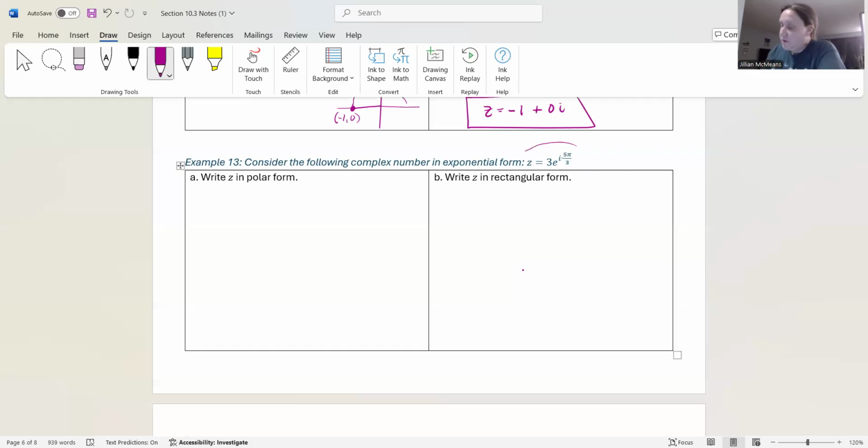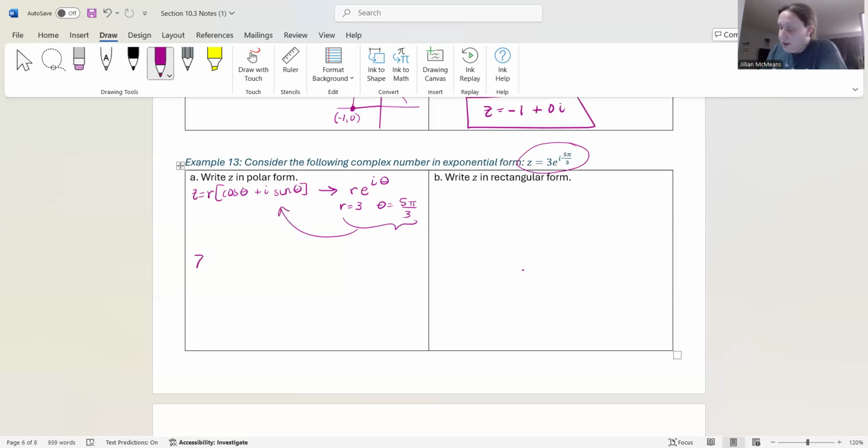So in this right here, remember, if we have z equals r times cosine theta plus i sine theta, that is a complex number in its polar form. And we know that exponential form is r times e to the i times theta. So what is r in this case? Well, r is 3 and theta is 5 pi over 3. So all we have to do is plug those values in. We have to take this and plug it in here.